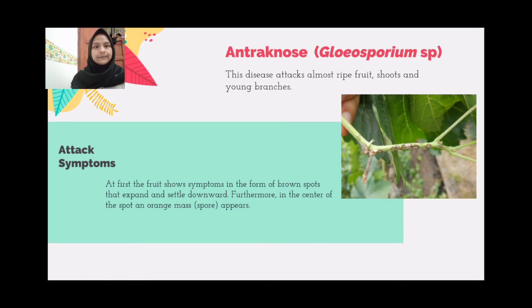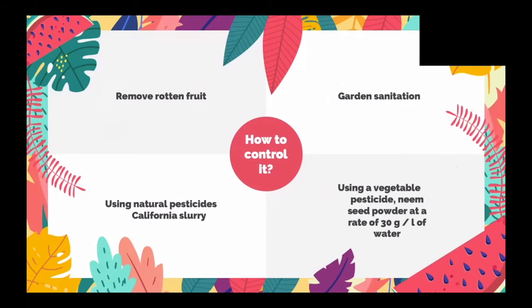Next. The next slide will be how to control it. First, remove the rotten fruit. Second is garden sanitation. The third is using natural pesticide California slurry. And the last is using vegetable pesticide in flower powder at the rate of 30 grams per liter of water.